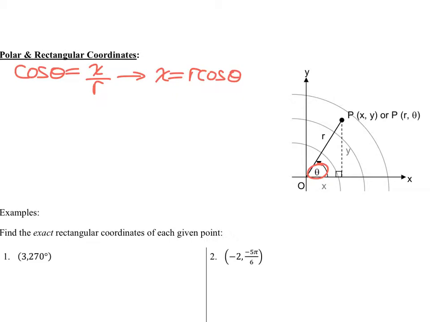So if I were to take the inverse cosine of that, I would then determine that theta is equal to the inverse cosine of x over r. So I now have a way of converting r's and thetas into x form, but if I have an r and an x, I can convert it to give me a value of theta.